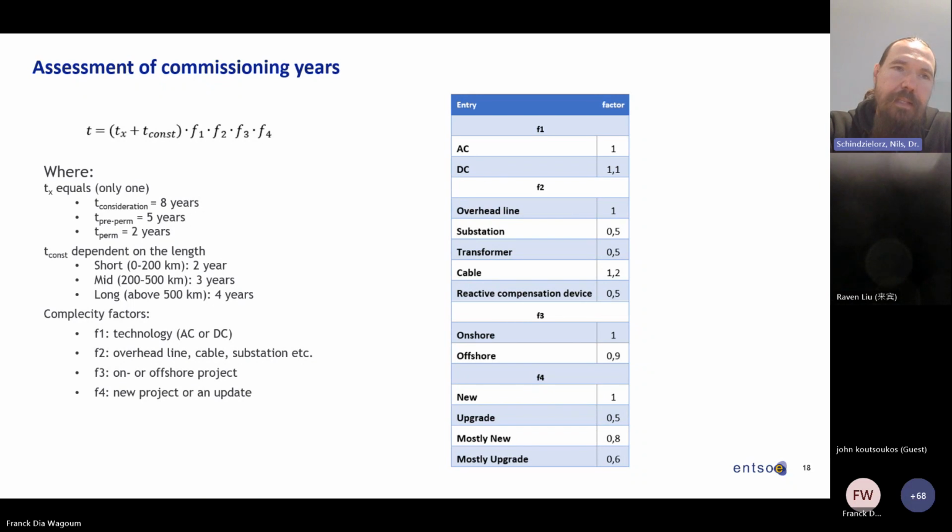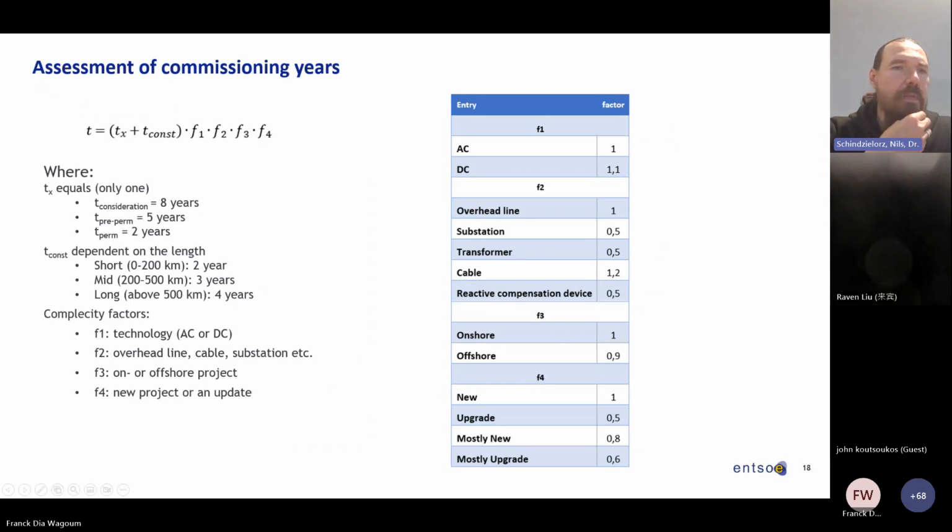assessment of commissioning years. Here I have to say that this is just a rough estimate for the commissioning years. And the idea behind including this methodology in the TYNDP and also in the CBA guideline, and therefore also in the implementation guideline, is to give additional information to start discussions with the project promoters in case there's a big deviation between the assessment years that have been submitted by the project promoters and the assessment years that have been calculated by using this methodology.